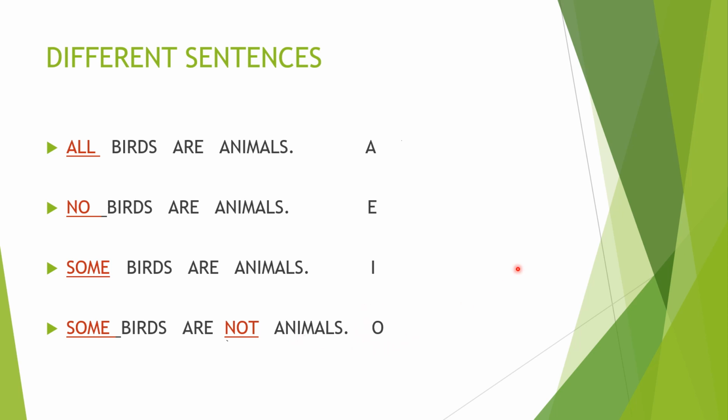Whenever you see a sentence with all, it is represented as A. The sentence that starts with no is represented as E. A sentence that starts with some, you have to represent as I. And a sentence that contains some not is represented as O. Okay, these are the different sentences used in the square of opposition. After that, I will show you how we apply it. So first you understand this: all for A, no for E, some for I, and some not for O.